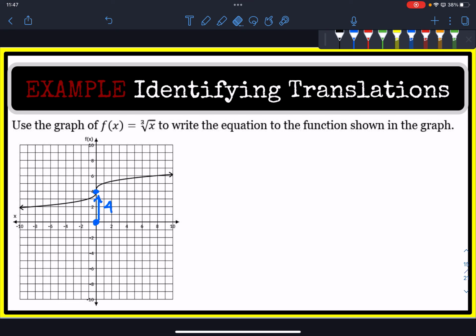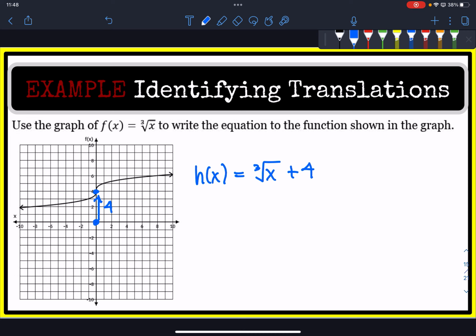Well, in order to slide it up, that's going to add 4 units to all the y coordinates of the graph. And we denote that by adding 4 to the parent function like this. So we don't put it inside the cube root, because that would result in a horizontal shift. We put it on the outside.